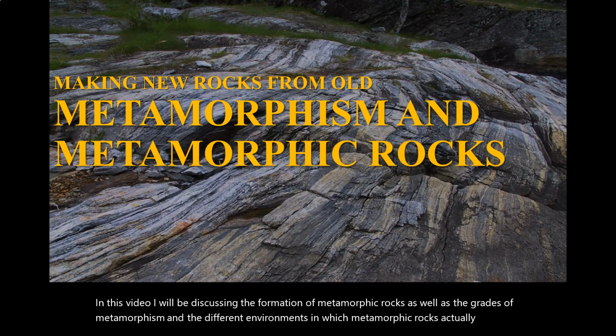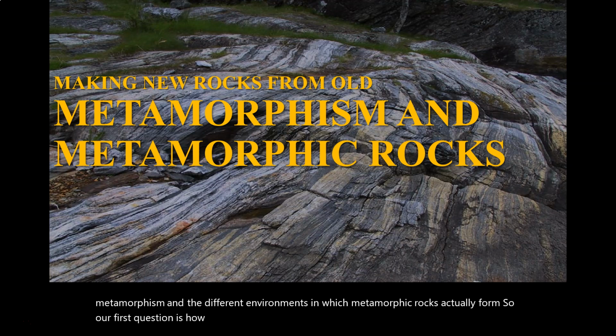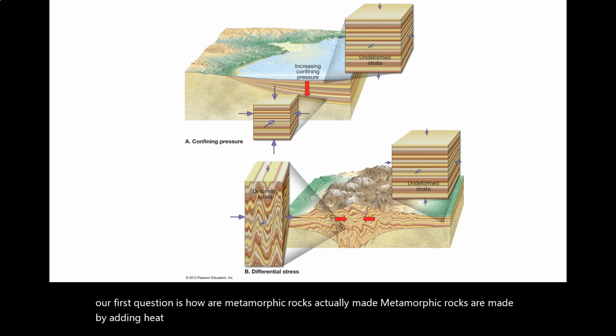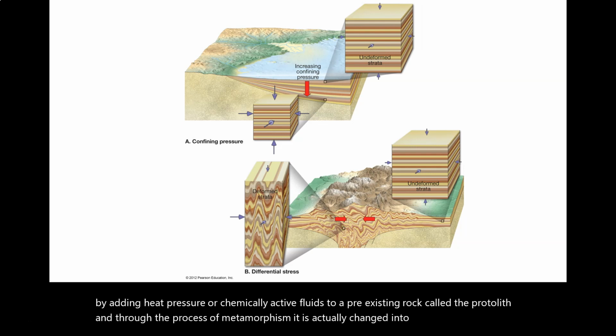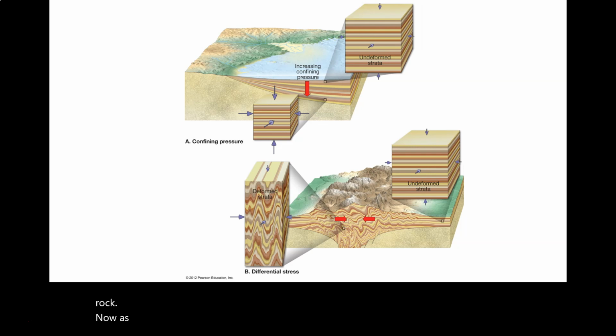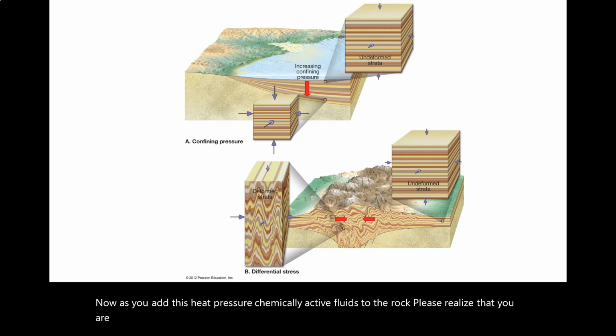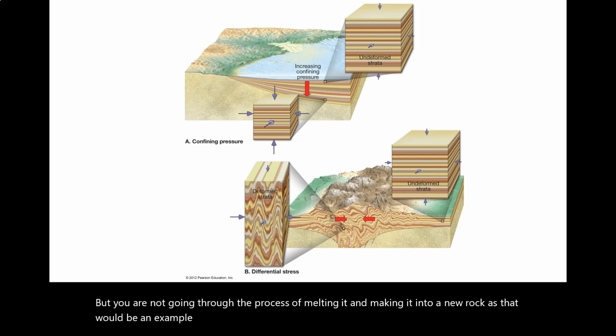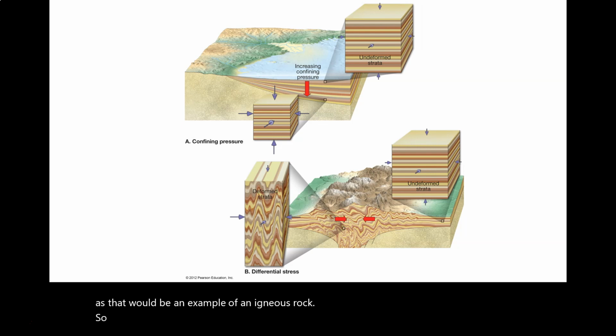So, our first question is how are metamorphic rocks actually made? Metamorphic rocks are made by adding heat, pressure, or chemically active fluids to a pre-existing rock called the protolith, and through the process of metamorphism, it is actually changed into a new metamorphic rock. Now, as you add this heat, pressure, or chemically active fluids to the rock, please realize that you are in a sense recrystallizing the minerals that make up the rock and generating that new rock, but you are not going through the process of melting it and making it into a new rock, as that would be an example of an igneous rock.